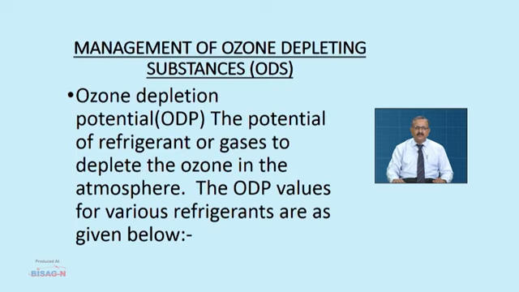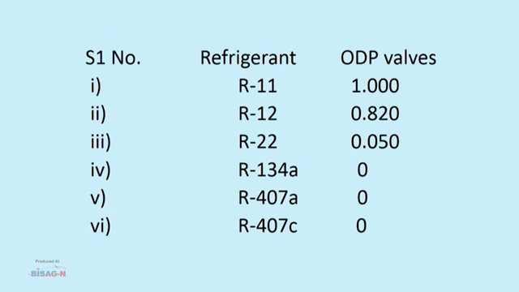Ozone depletion. Ozone depletion potential, ODP, is the potential of a refrigerant or gas to deplete the ozone in the atmosphere. The ODP values for various refrigerants are as given below. For R11 refrigerant, it is 1. R12, it is 0.8. For R22, it is 0.05. R134A, R407A, R407, it is 0.